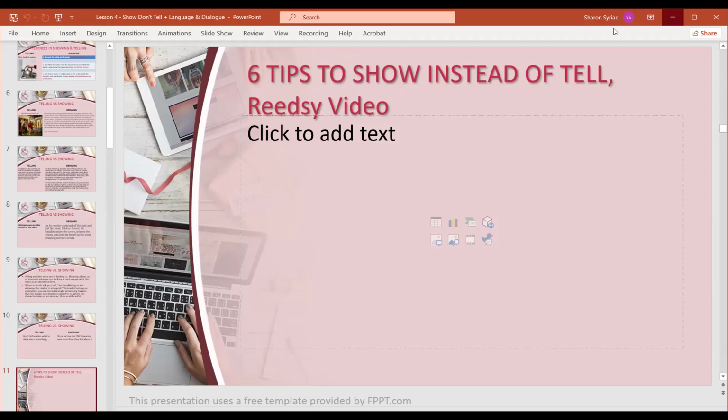But even in your creative nonfiction, you still have to largely show. And what you have to do in creative nonfiction is create scenes. We call them scenes. Even in fiction, you create scenes. And in every single scene, you must show rather than tell. However, there are times you must tell.